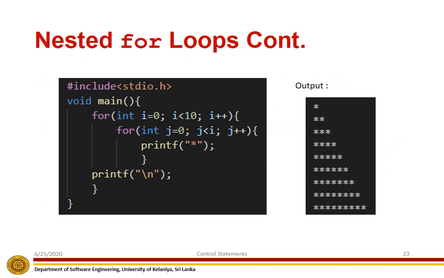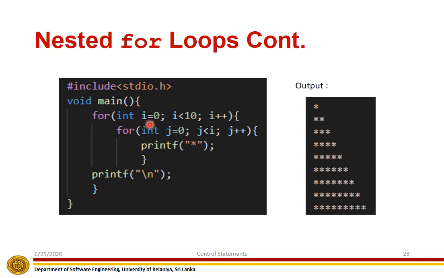This is an example for nested for loops. Here you can see this is the outer for loop, and this is the statement for the outer for loop, and this is the inner for loop. The outer for loop variable is i and the inner for loop variable is j. This is the program to print the output like this. Now we will trace this and see how it works.